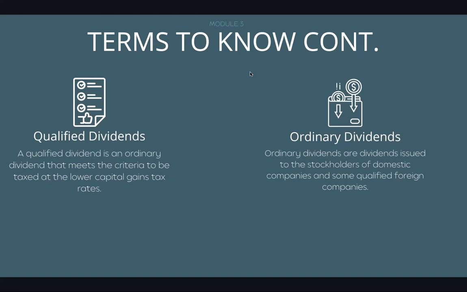And an ordinary dividend is pretty straightforward. Let's say Apple is going to pay me $1 this quarter. I might get taxed 20% on that dividend, as opposed to if I had held it 61 days or more prior, they might only tax me 10% on that dividend.